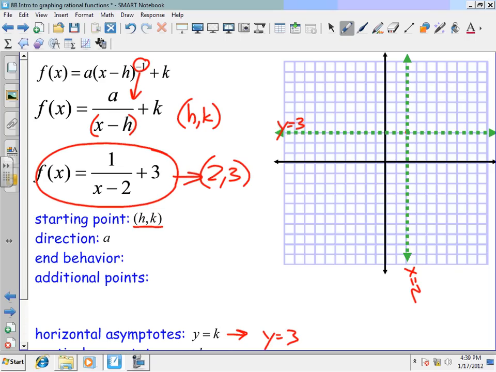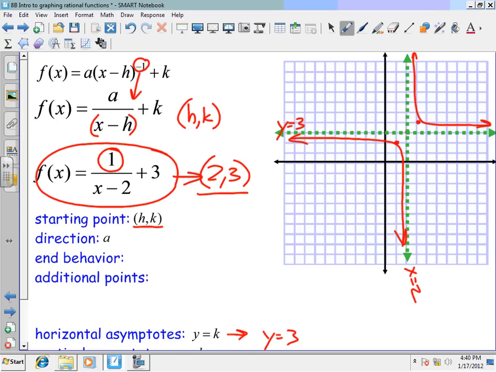Now let's talk about end behavior. Again, my a value is simply 1. So if this was my center, we're going to go over 1 and up 1. We know that's the tightness of the curve. So I'm just going to get 1 point in there, and I'm going to draw my general curve through there. And then 1 point away from the center on the negative side. And it's the exact same curve, just shifted over 2 and up 3. And we get that by our starting point.